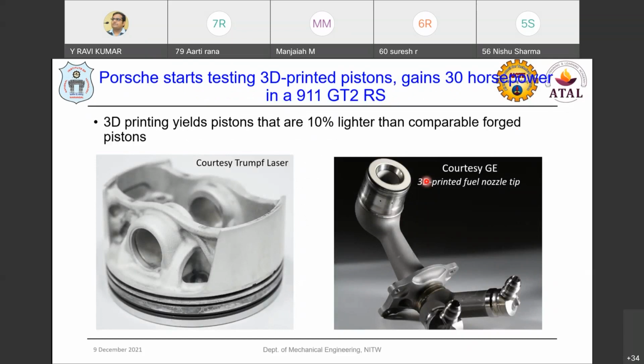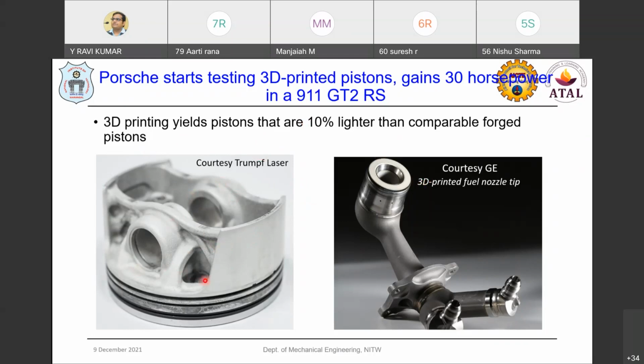If you see these two major examples, very recently during 2021, you might have heard of the Porsche sports car. The Porsche car's piston head was made with titanium material using a laser, and these piston heads were earlier manufactured by the forging method. That piston head was redefined.